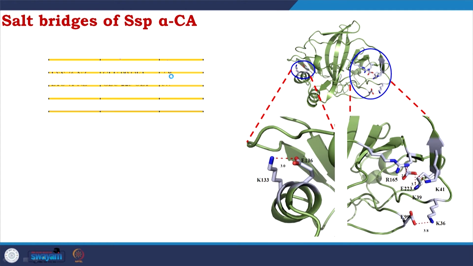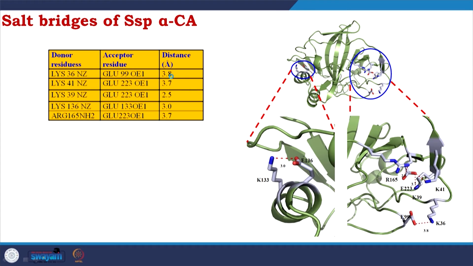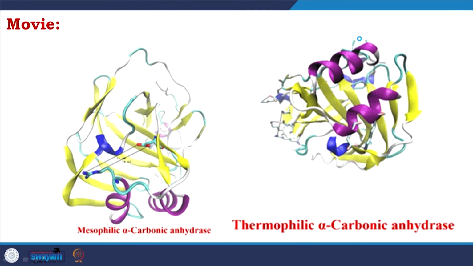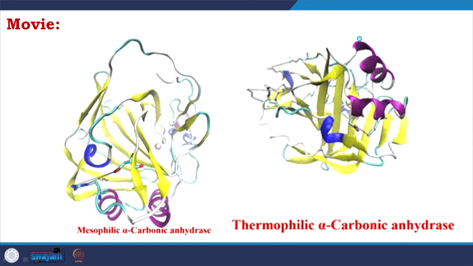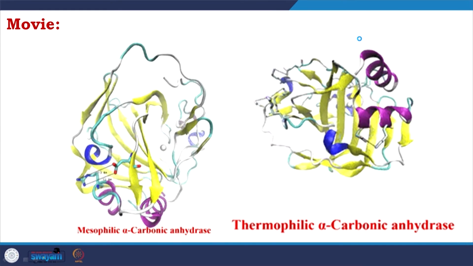whereas in the case of SSP alpha Ca, we see formation of salt bridges between lysine 36 and glutamate 99, lysine 41 and glutamate 223, lysine 39 and glutamate 223, lysine 136 and glutamate 133, arginine 165 and glutamate 223. More importantly, you see that they are not restricted to one place, they are actually spread all over the structure. This is the representative movie we have made from the MD simulation trajectory.